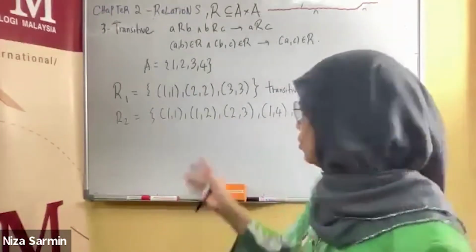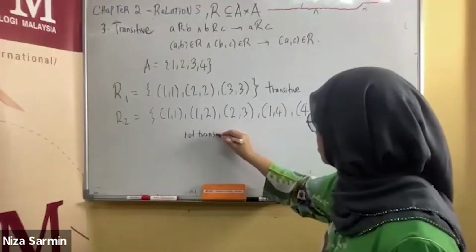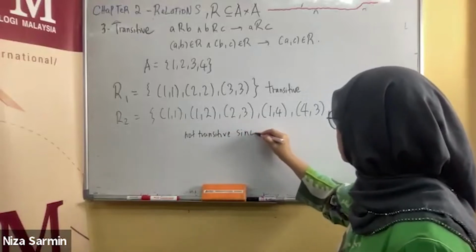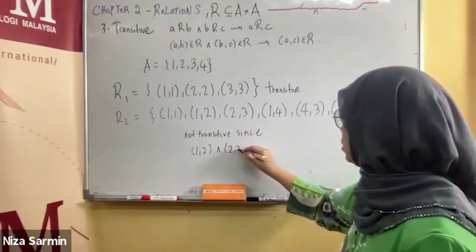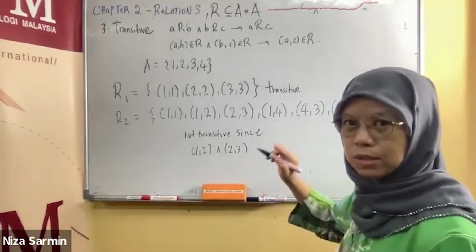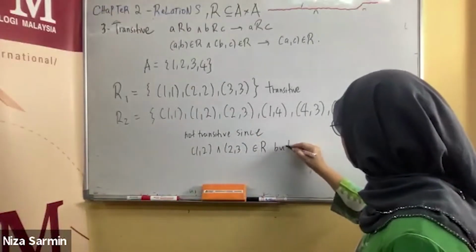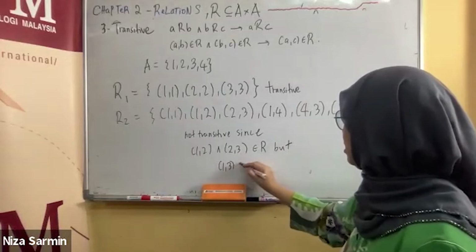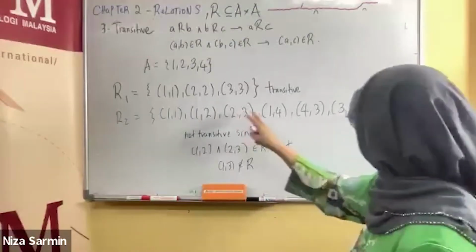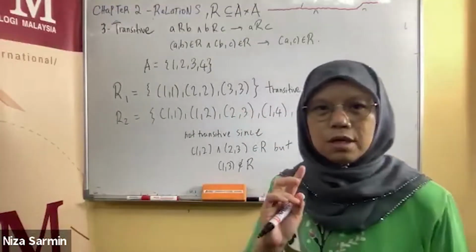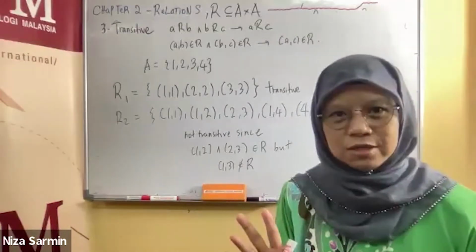Okay, so you check these two. So not transitive, since you write 1,2 and 2,3, right? 1,2 is in R and 2,3 is in R, but 1,3 is not in R. Okay, because there is no 1,3 here. So if you find one missing, meaning that it's not transitive.